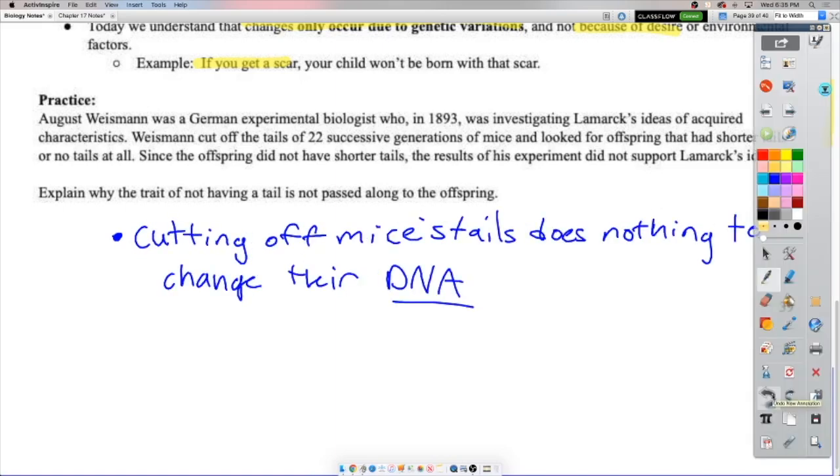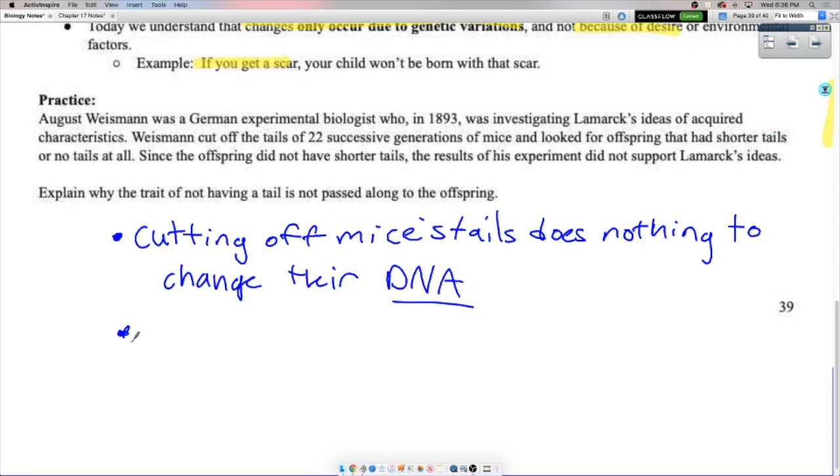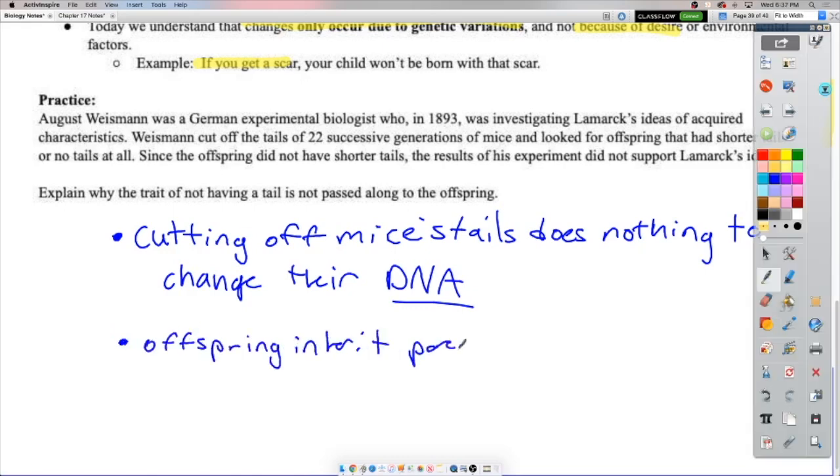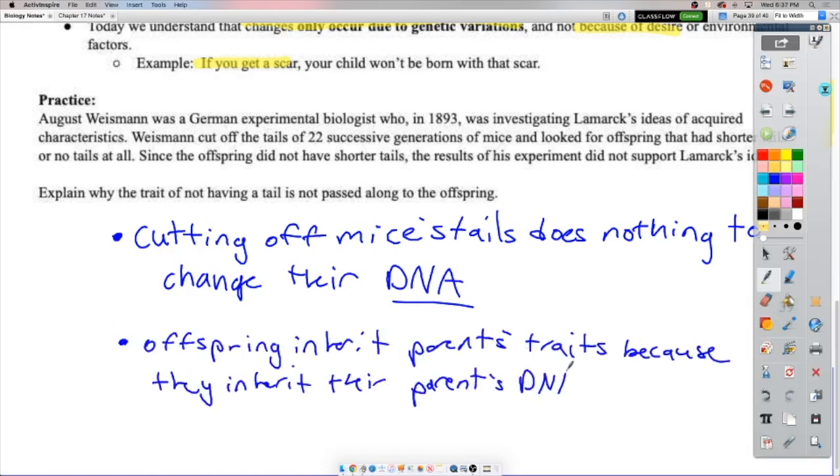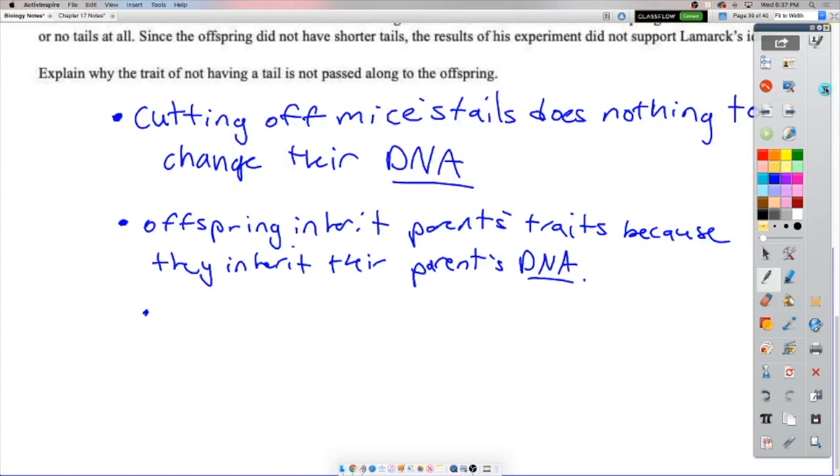Not to mention it's very mean, poor mice. And so if you don't change DNA, you don't change what the offspring look like. Of course, there's no way to change DNA in an organism's life. You've got to wait for a mutation to occur or for sexual reproduction to just provide variation that way. Right, so their parents' DNA is still coding for a full tail, even though it got cut off. My DNA still says that I have full earlobes, even if I go and pierce my ears, right? Doesn't change the DNA that said you're going to have full earlobes.